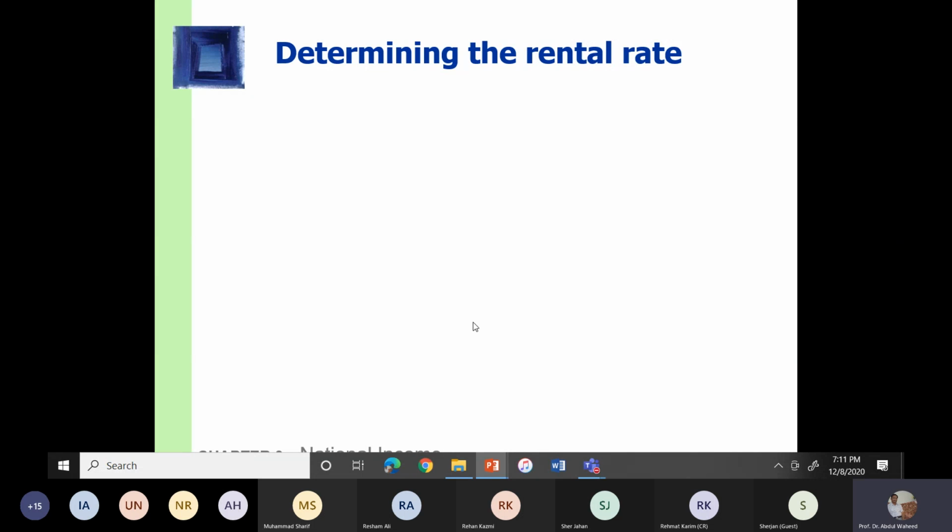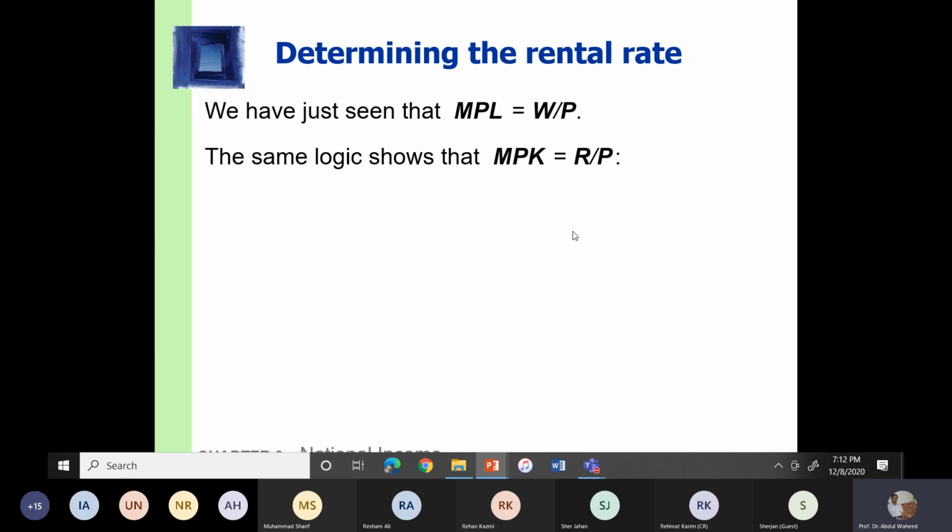So to determine the real rental rate or equilibrium rental rate. In the case of the labor market, we saw that a firm will hire labor up to the point where the marginal product of labor equals the real wage. So this means in the case of the capital market, a firm will hire capital up to the point where the marginal product of capital equals the real rental rate. So the same logic we will follow, that the marginal product of capital would be equal to the real rental rate.